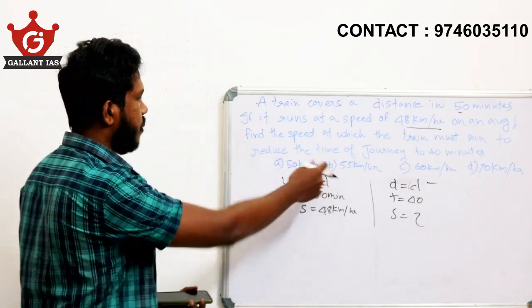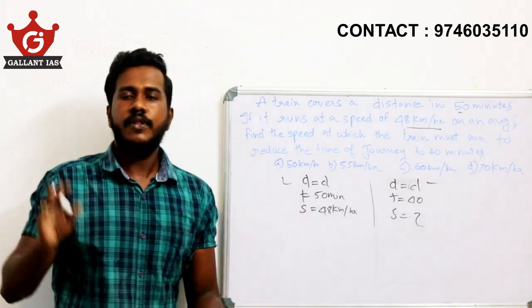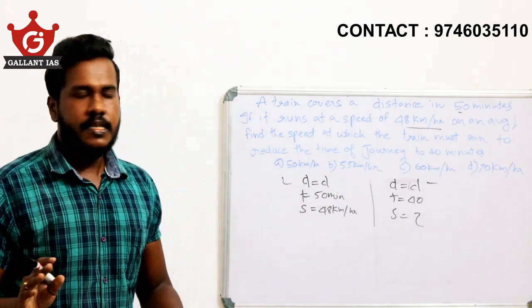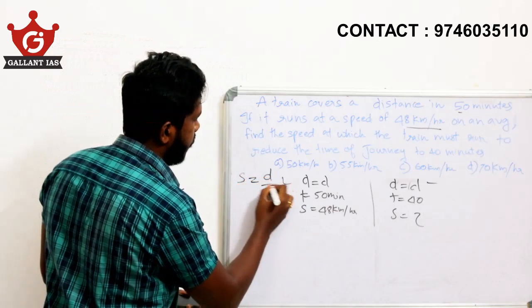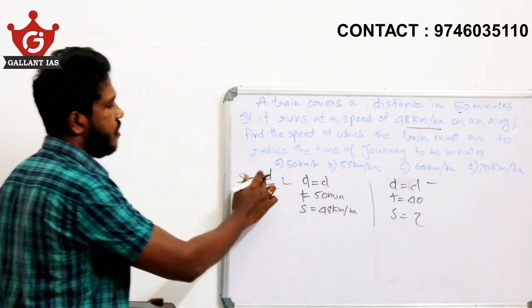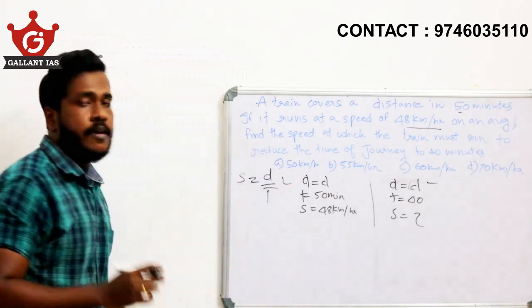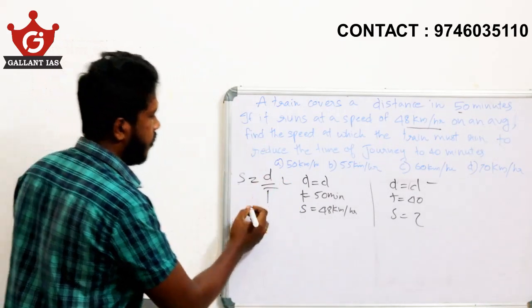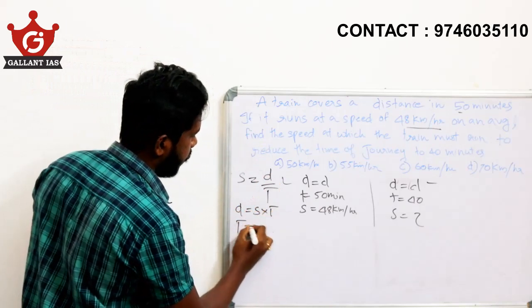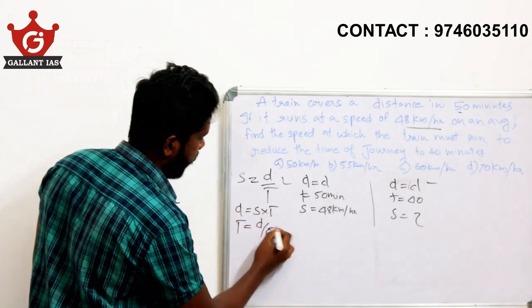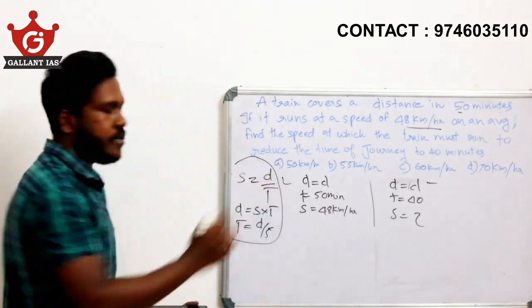Okay, so I think all of you know the equations, right? Speed, distance, time equation. So what is the equation? Speed is equal to distance by time. S means speed, D means distance, T means time. So from this, we can know that distance is speed into time, and time is distance by speed. Okay, this is very important.